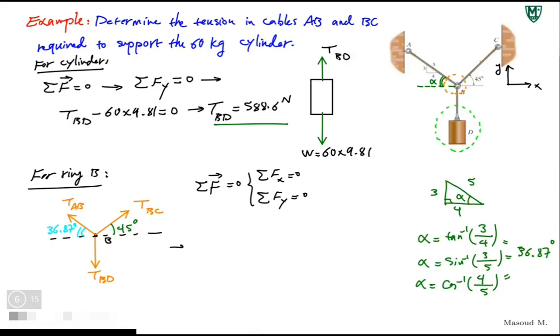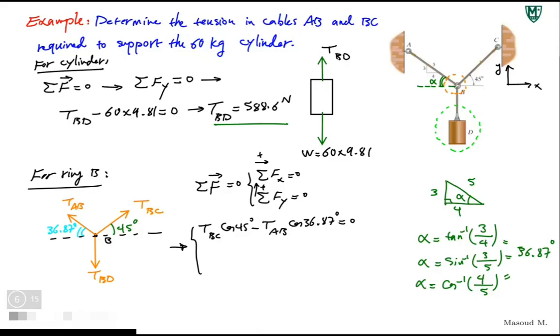So if I follow that, summation of force in x direction will give you TBC. That's why we practice vectors. TBC cosine 45 degrees minus TAB cosine 36.87 degrees is equal to 0. I take this direction as positive and I take upward as positive. It's optional, up to you. I usually take x and y and then take x as positive in the right direction and y positive in upward. If you do the other way around, you still get the same result.